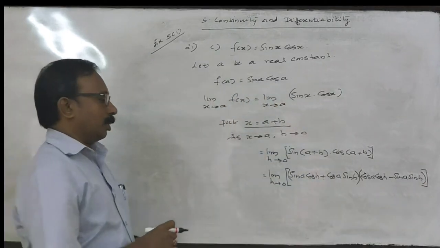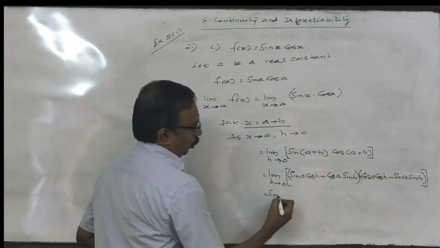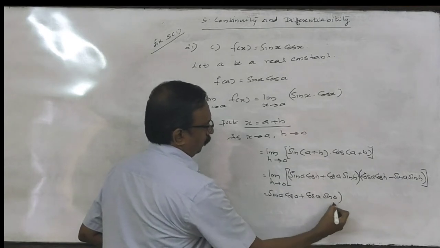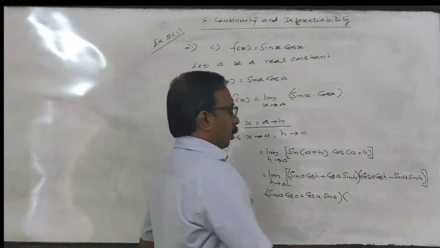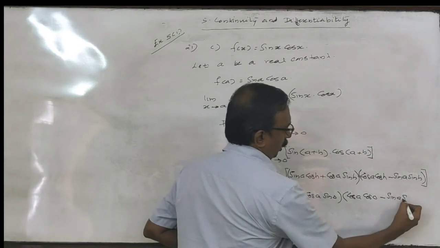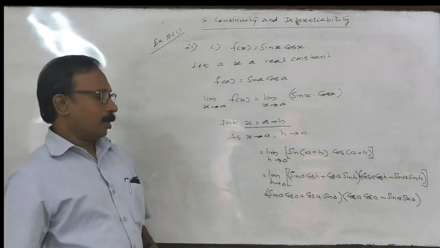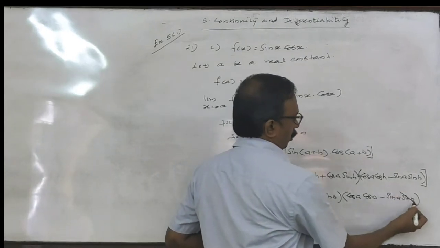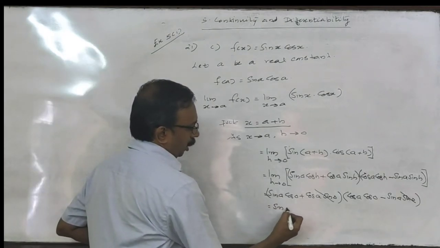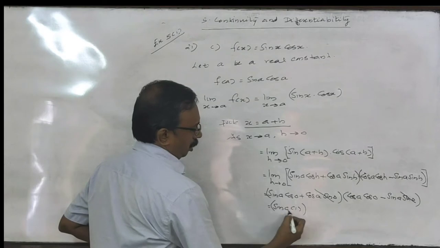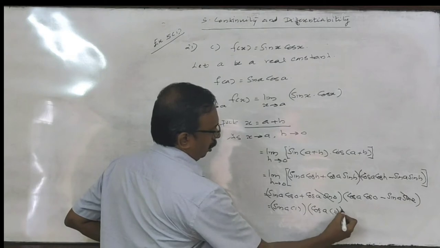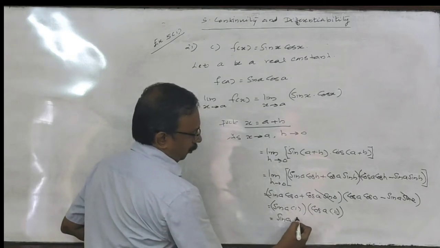Now put h equal to 0. Sin a into cos 0 plus cos a into sin 0, into cos a into cos 0 minus sin a into sin 0. So sin 0 is 0, those terms will cancel. Cos 0 is 1. Sin a into 1 into cos a into 1, isn't it? So it becomes sin a cos a.